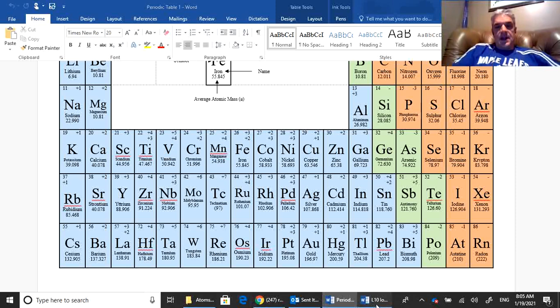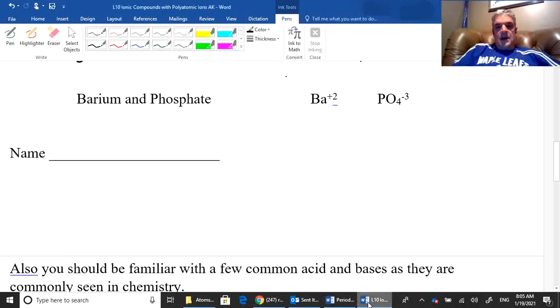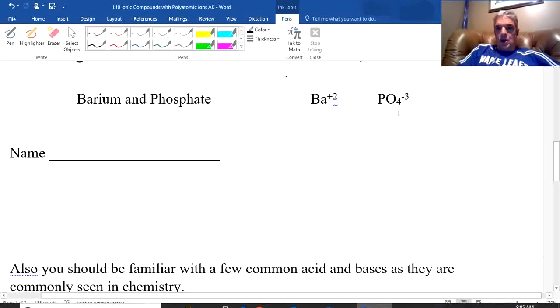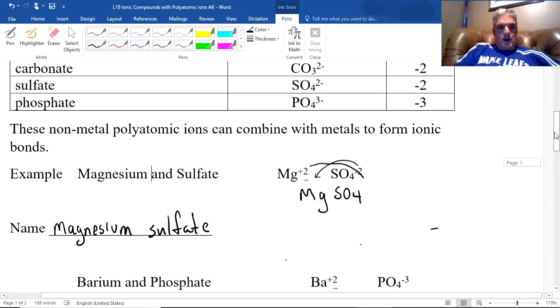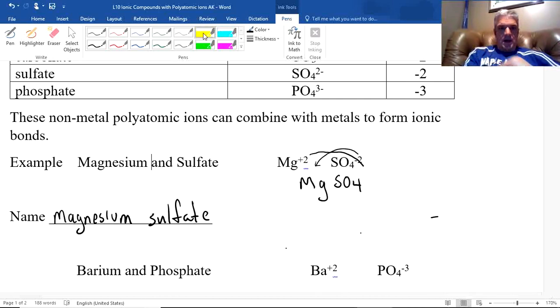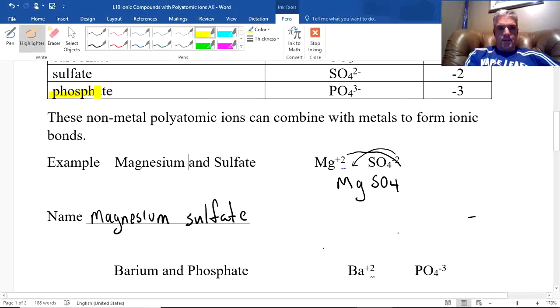And then I would get my phosphate from the chart up above. Phosphate came from here, right in here. So if I grab my highlighter and go right along this row, there's where I'm getting it. That's where I get my chemical formula. There's where I get the name from. The charge is -3, which we've indicated here, okay?